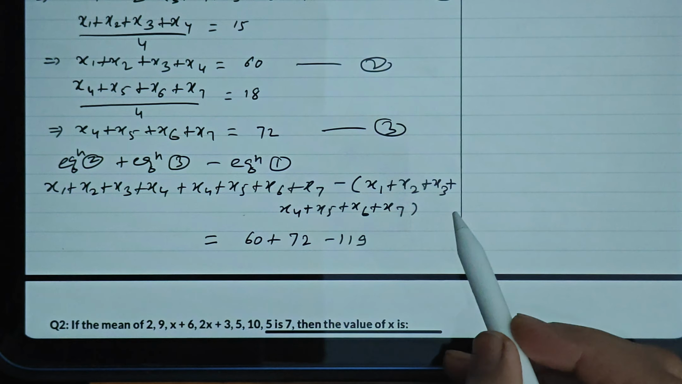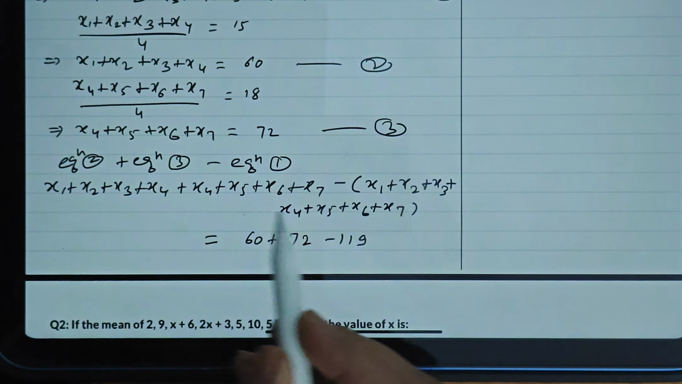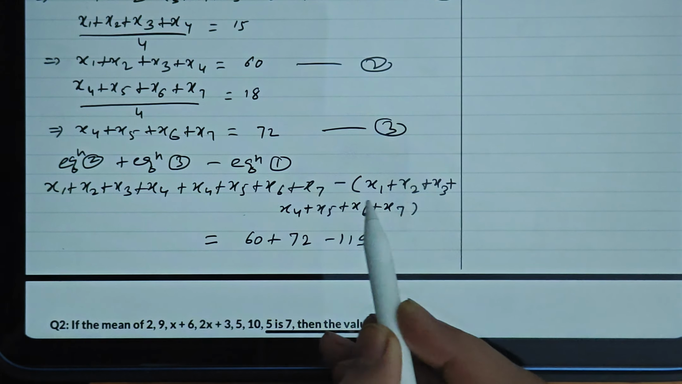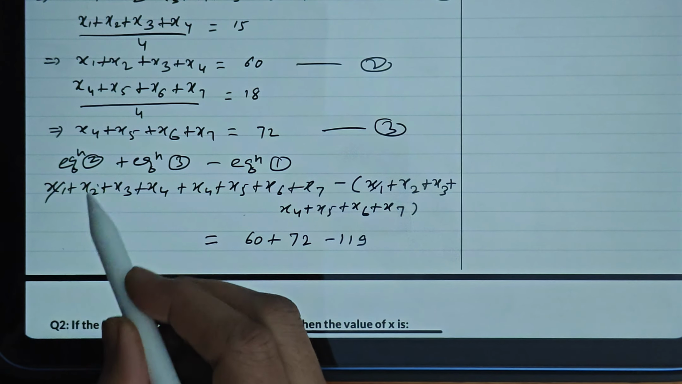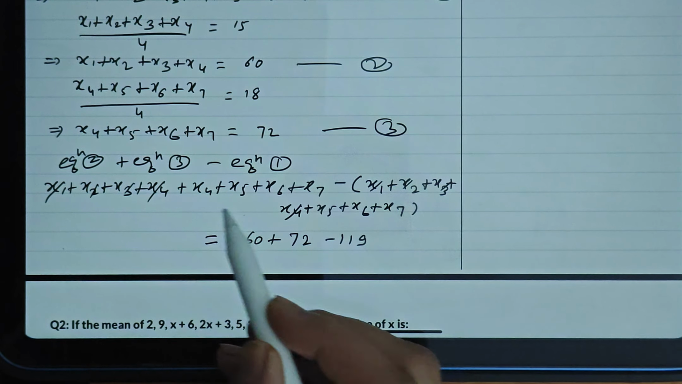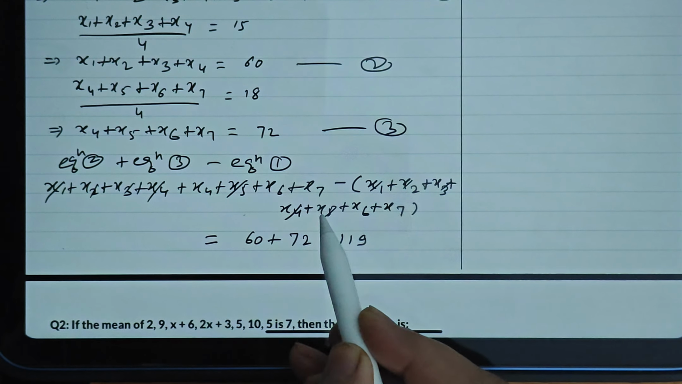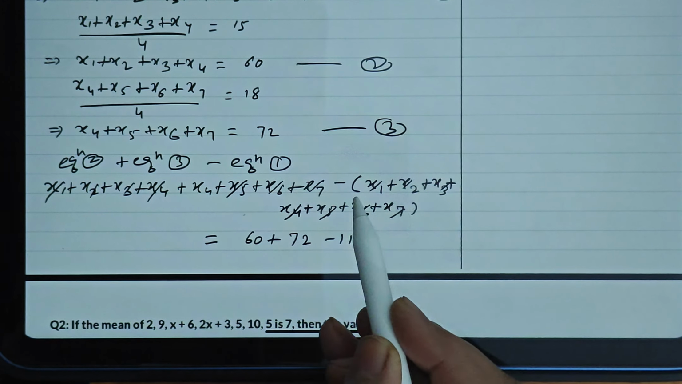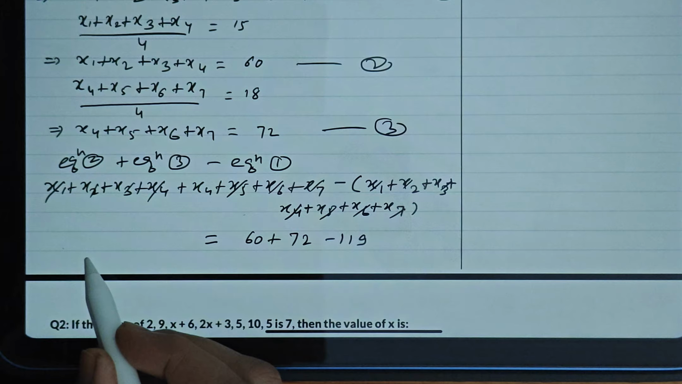Now from this you can see that most of the terms will get cancelled. How? Minus is with every term. So x1 will cancel with x1, x2 with x2, x3 with x3, x4 with x4, but there is one other x4, so x4 will remain. x5 with x5, x6 with x6, x7 with x7, because the minus sign applies to every term inside the bracket. So we are left with what?